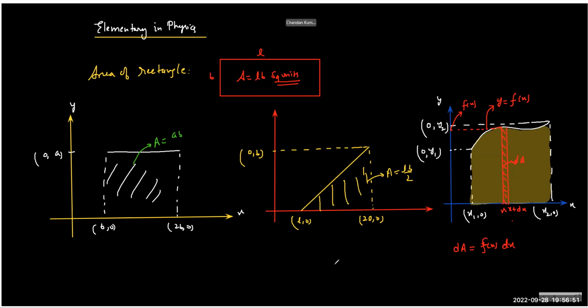Okay. So the area is f(x) dx. Then how to write? So to get the total area, what will you do? You will take all such tiny strips. You'll find the area of each rectangle and you will add it.